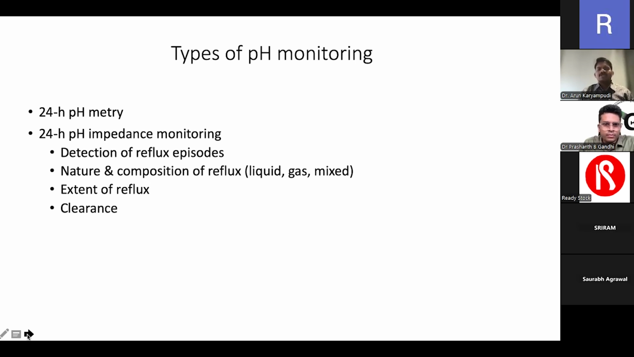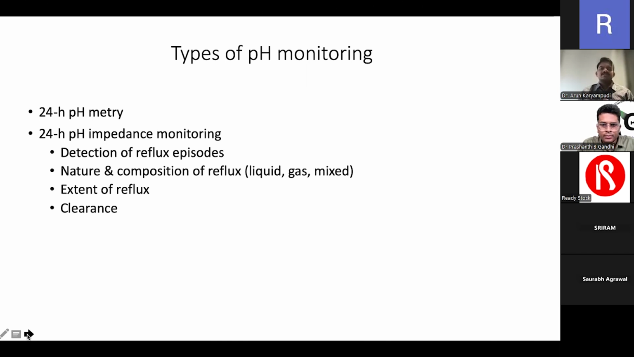So what's the advantage of adding impedance to pH? One might ask, why do you want to add impedance to pH? There are various advantages. You can detect the reflux episodes and the nature of the reflux episode, whether it is liquid, gas, or a mixed reflux. And you can also quantify the number of reflux episodes that are happening.